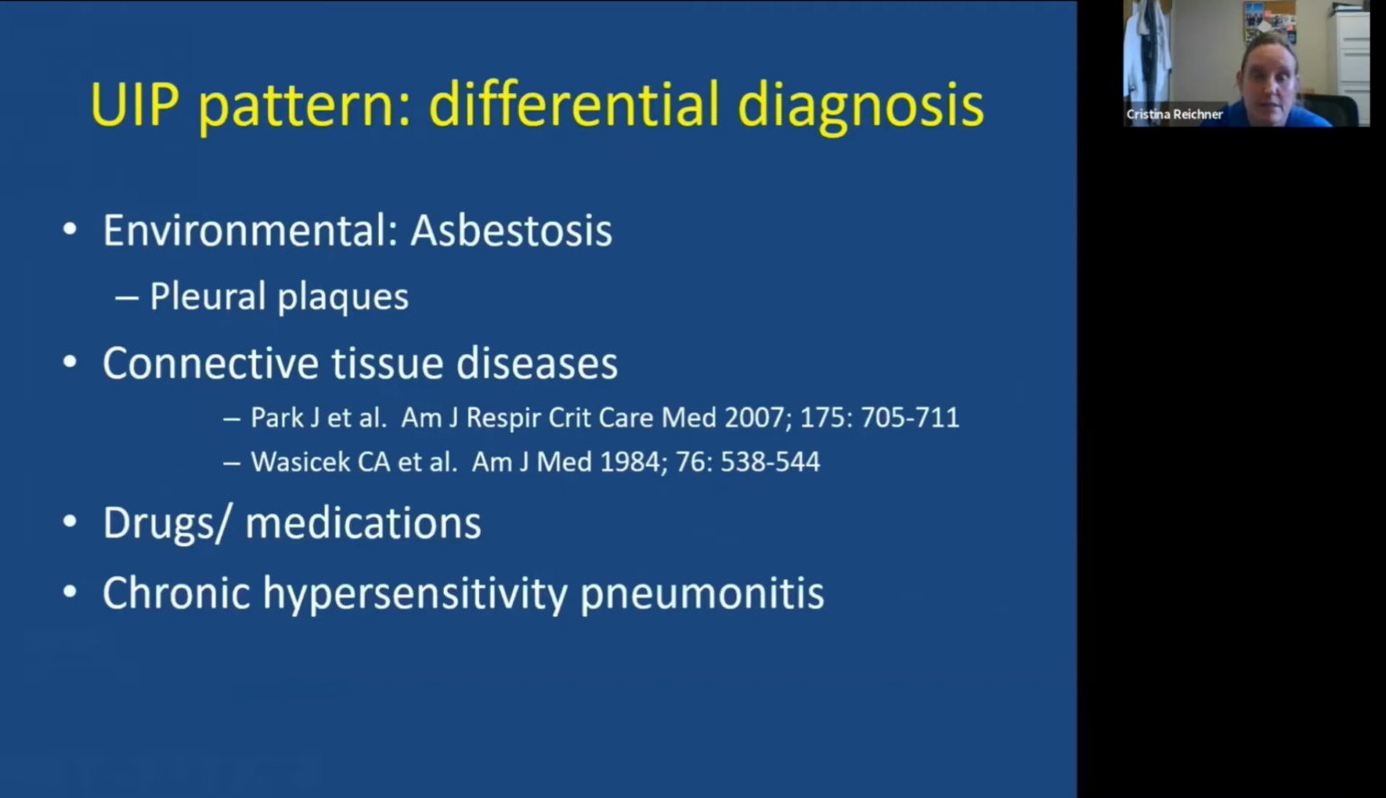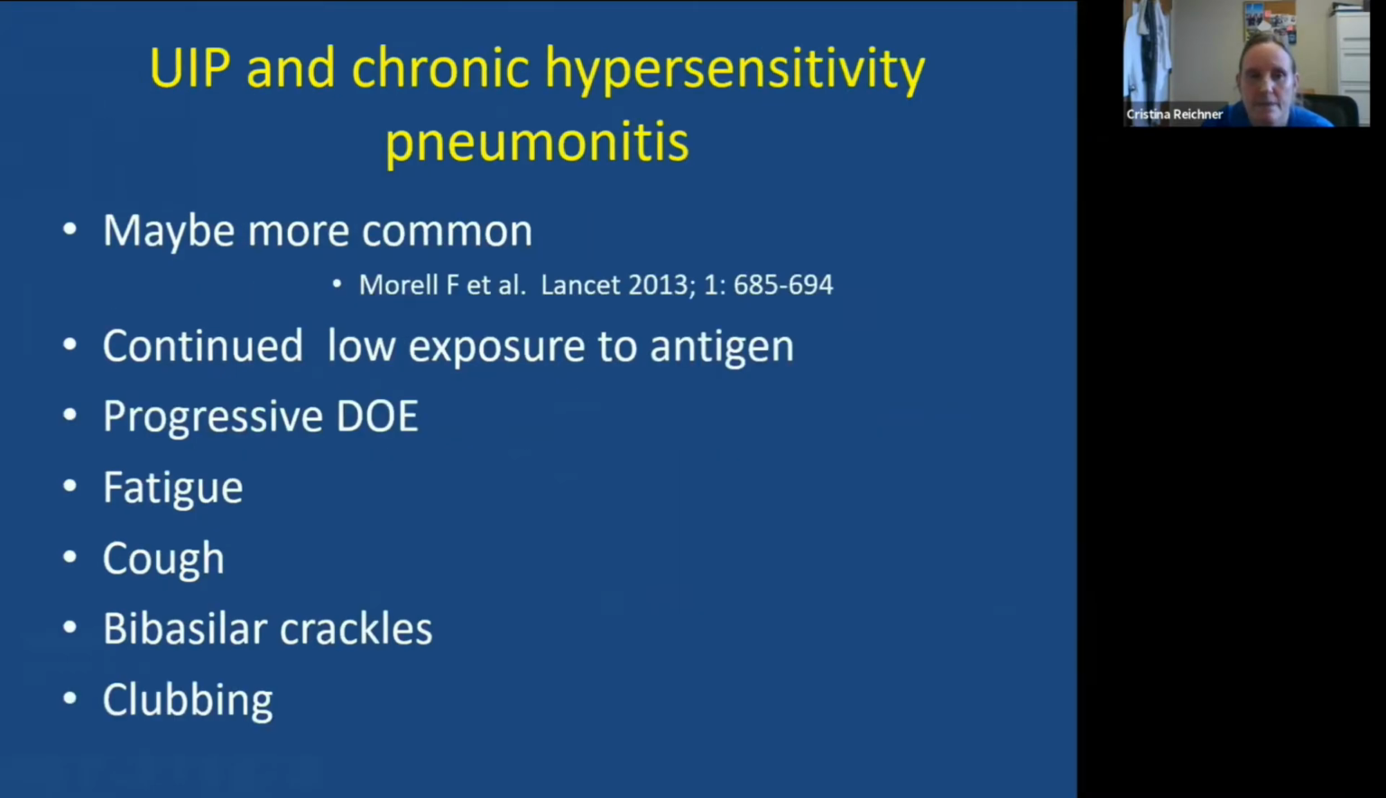Connective tissue diseases, so for example, the one that's most commonly associated with UIP would be rheumatoid arthritis, but you can see it in scleroderma, you can see it in some of the myositis. Drugs and medications, so nitrofurantoin is one of the ones we think about, and then chronic hypersensitivity pneumonitis. So this is basically sort of an allergic reaction to some allergen, usually an inhaled allergen.